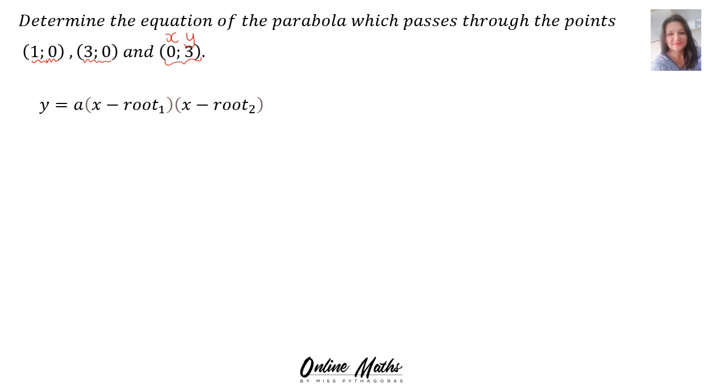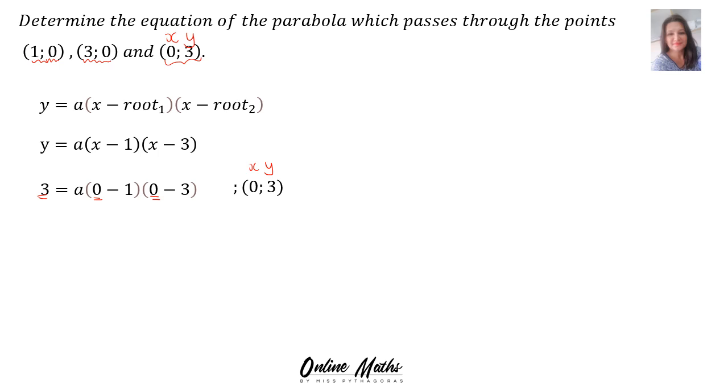y = a(x - root 1)(x - root 2). Into the roots goes (x - 1)(x - 3), and then to find a, this is where you will take this other point consisting of an x and a y, and you will substitute in y's place the 3, and everywhere where you see an x you substitute 0.